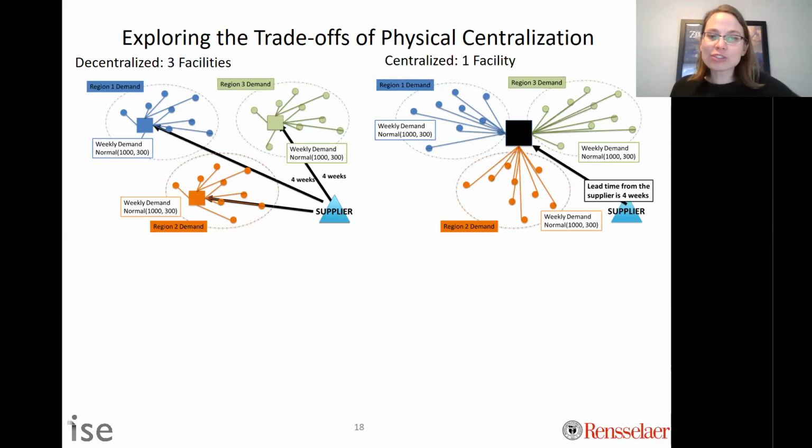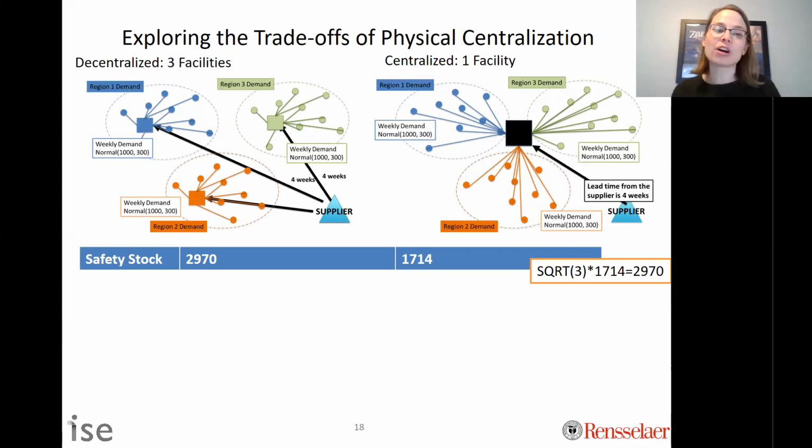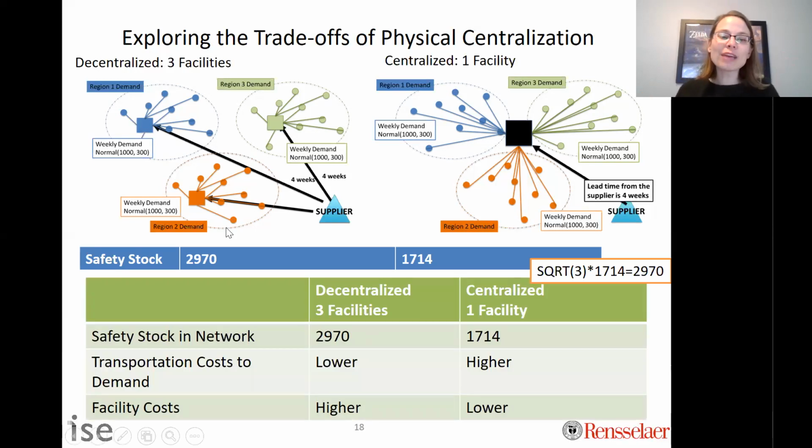The first trade-off, which we just showed mathematically, is that the safety stock will drastically reduce in the centralized version versus the decentralized. For this example, we went down from almost 3,000 to closer to 1,700 units in safety stock, and that's significant. If your inventory has high cost, it really makes sense to reduce safety stock and holding costs. You can centralize inventory and reduce a lot of your inventory. So that's great. However, that's not the full story, right? We have to think of other things.